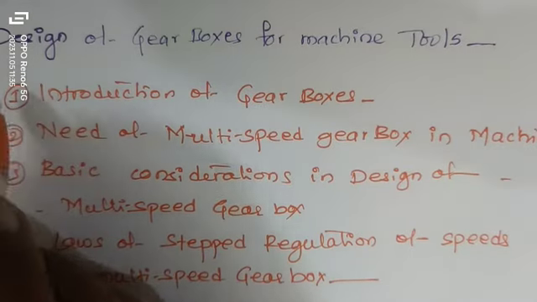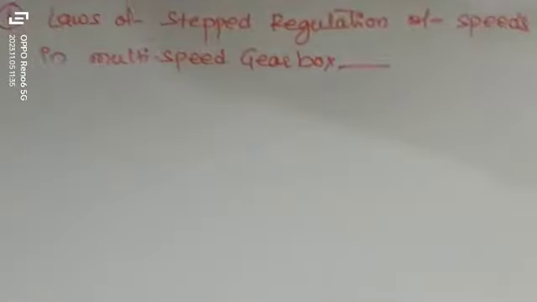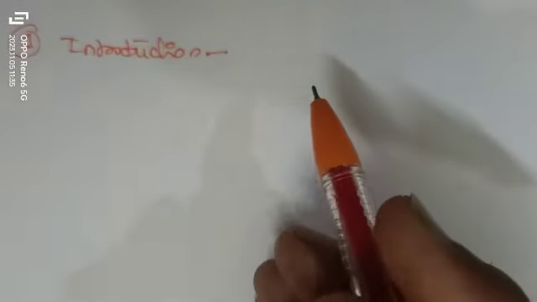So now we'll start with the introduction of the gearbox. A gearbox is a mechanical device used for transmitting power from prime mover to machine. So again, there will be a categorization of how the power has to be transmitted from prime movers.